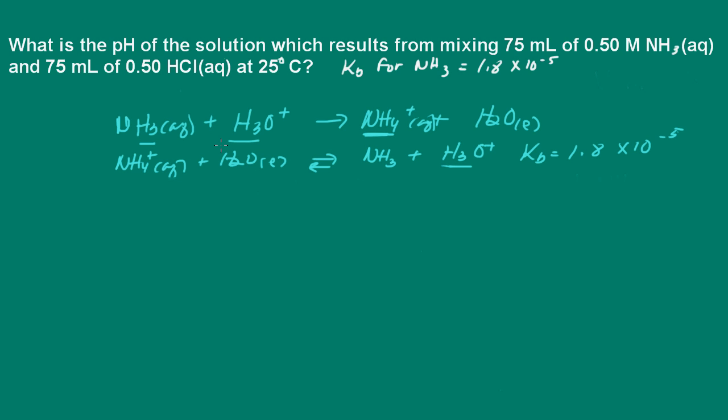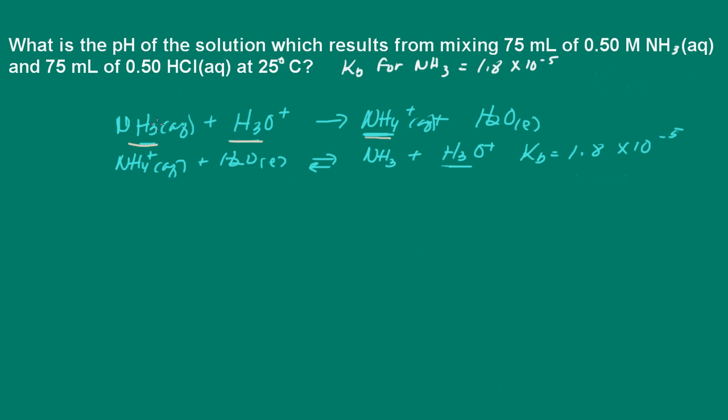Okay, what is the pH of the solution which results from mixing 75 milliliters of 0.5 molar ammonia and 75 milliliters of 0.5 molar hydrochloric acid? So what we have here is the reaction between ammonia, a weak base, and hydrochloric acid, which is a strong acid, to produce ammonium ion in solution with water, of course.